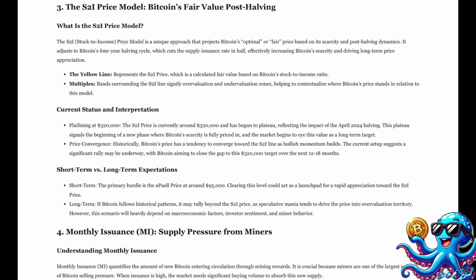Price convergence. Historically, Bitcoin's price has a tendency to converge toward the S2I line as bullish momentum builds. The current setup suggests a significant rally may be underway, with Bitcoin aiming to close the gap to this $320,000 target over the next 12 to 18 months.